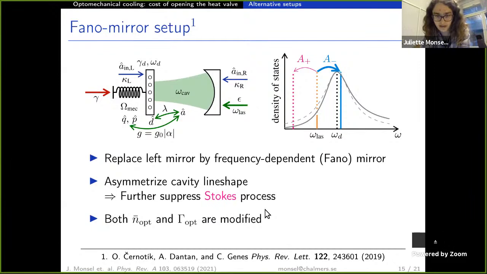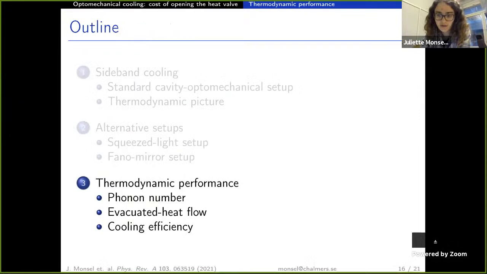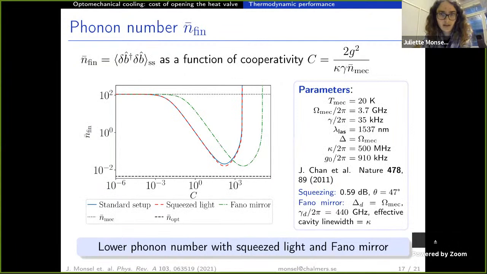So now, how do they perform in terms of cooling? Let's use this thermodynamic analysis to see it. First, let's look at the phonon number. This is the phonon number in the fluctuation of the mechanics as a function of cooperativity. Cooperativity is the optomechanical coupling strength divided by the coupling to the baths. And these curves were done for these experimental parameters that correspond to this setup. The first thing we can see is that ground state cooling is possible, because this setup is in the resolved sideband regime. So the standard setup in blue can reach a phonon number below one. Then the second thing is that the squeezed light setup and the Fano mirror setup allow us to reach lower phonon numbers. So they do provide some improvements on the cooling.